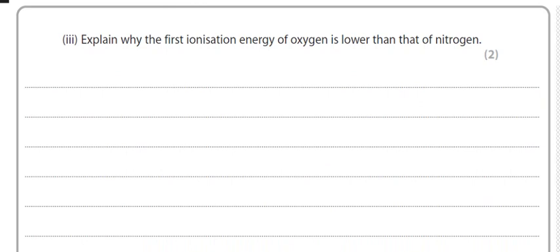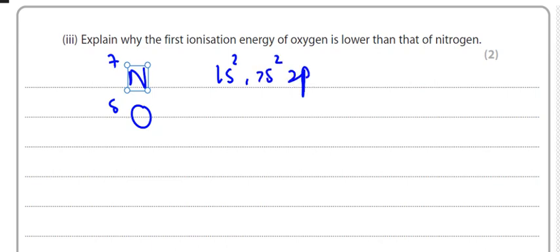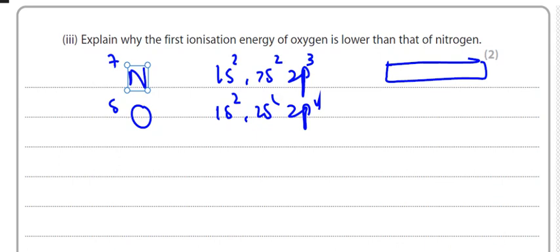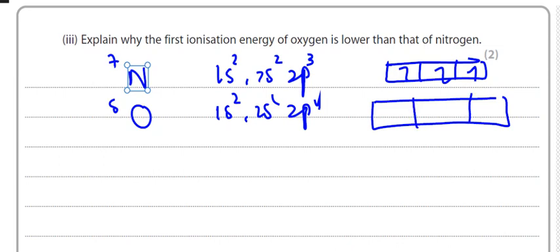Now the question explains why the first ionization energy of oxygen is lower than that of nitrogen. Oxygen and nitrogen. Let's write the configuration. Nitrogen is 1s2, 2s2, 2p3. Oxygen is 1s2, 2s2, 2p4. So in p3, according to Hund's rule, electrons in the p orbital are singly occupied. In p4, electrons 1, 2, 3, 4, some are doubly occupied.